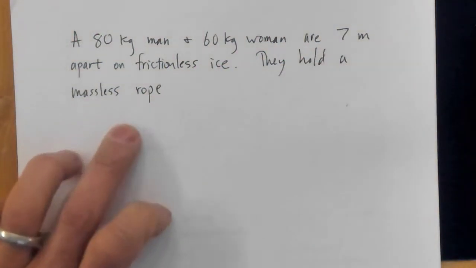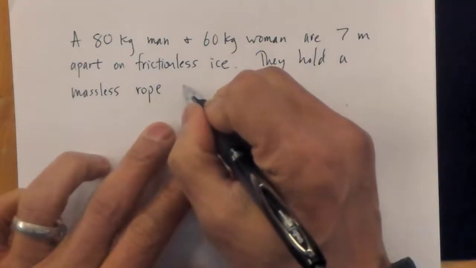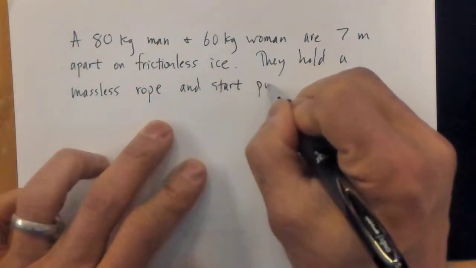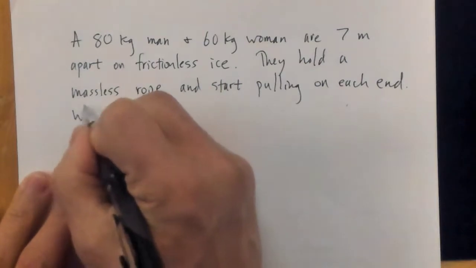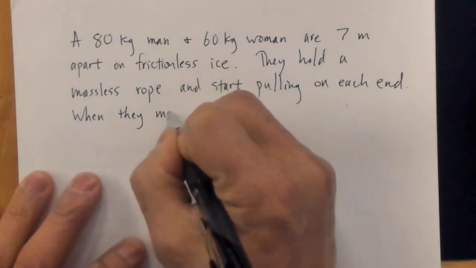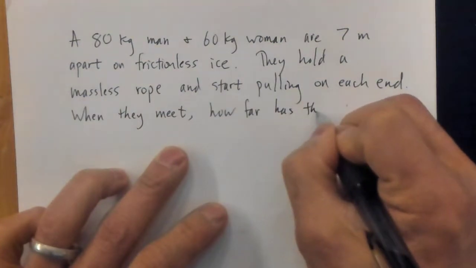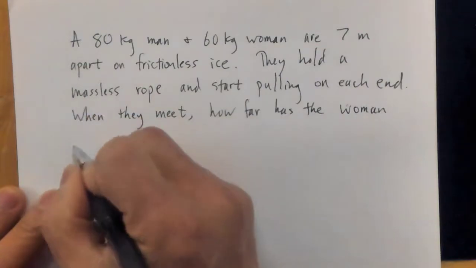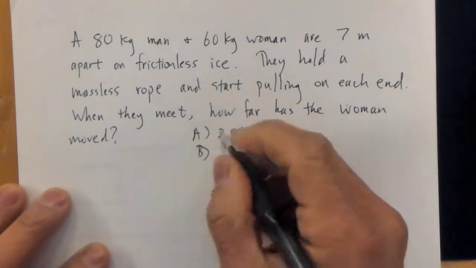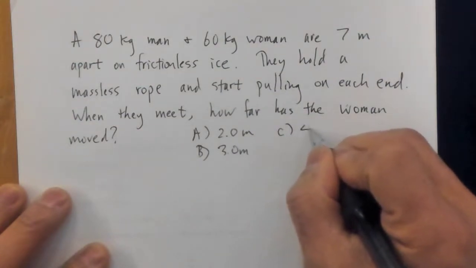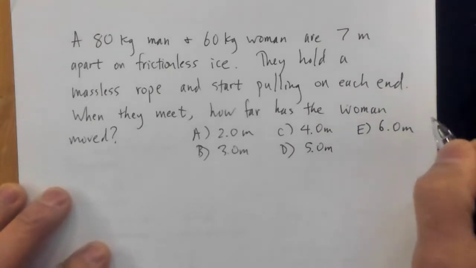Okay, so it's 80 kilogram man and 60 kilogram woman are 7 meters apart on frictionless ice. They hold a massless rope and start pulling on each end. The question is, when they meet, how far has the woman moved? A is 0.0 meters, B is 3.0, C is 4.0 meters, D is 5.0 meters, E is 6.0 meters.